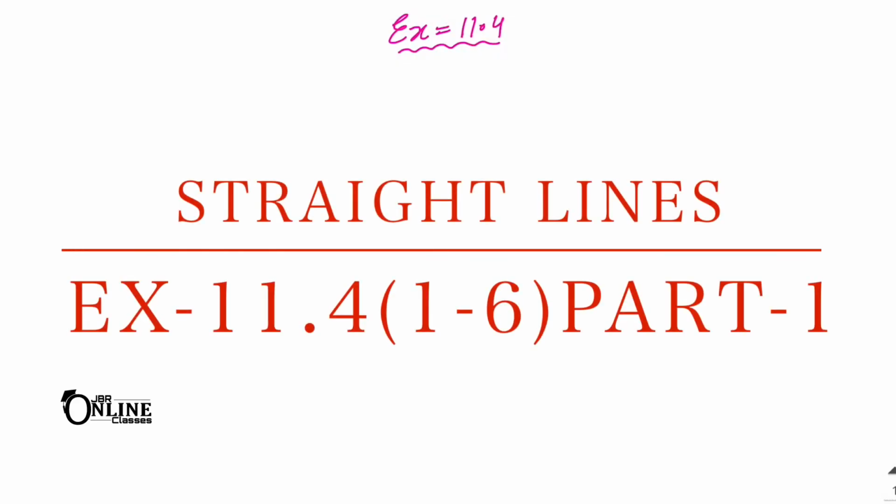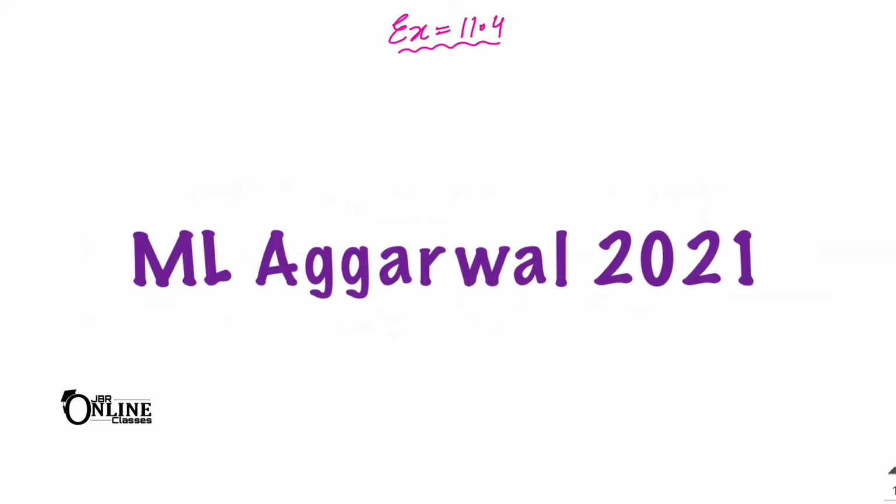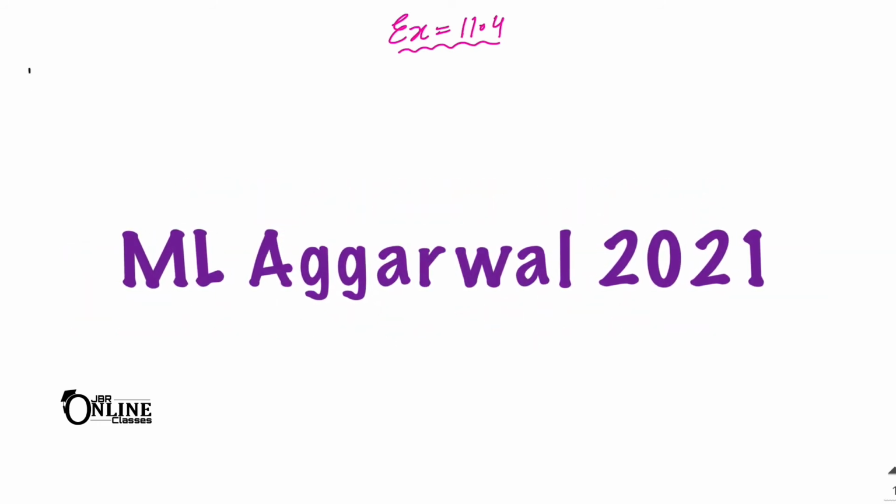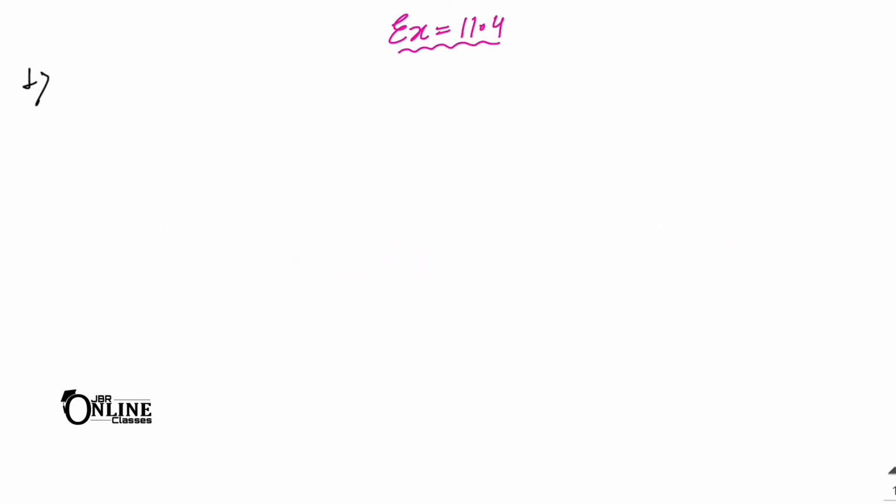So in this video I'm going to start exercise 11.4. Here is the first problem: show that the line joining the points (2, -3) and (-5, 1) is parallel to the line joining the points (7, -1) and (0, 3).